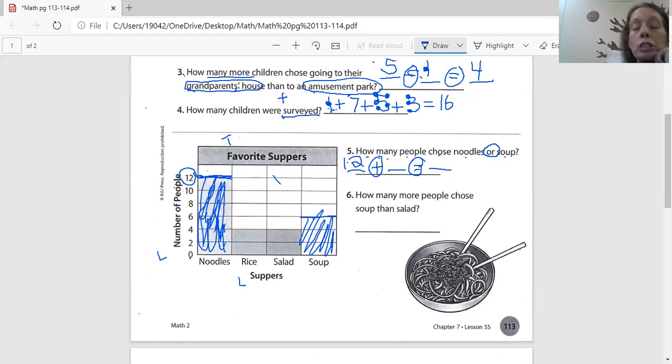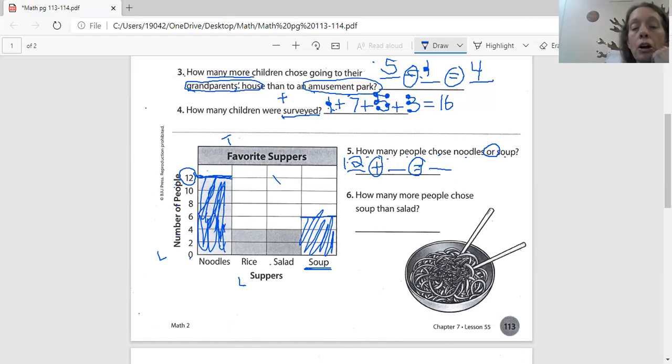And I go back to my words. It says how many people chose noodles or soup. So what I'm missing right here is how many people chose soup. So I come back down to the bottom of my graph and I find the word soup. Look, it's written S-O-U-P. Nope, that's not it. That's not it. That's close because it begins with S, but that's not it. There's the one I'm looking for. Soup. S-O-U-P.